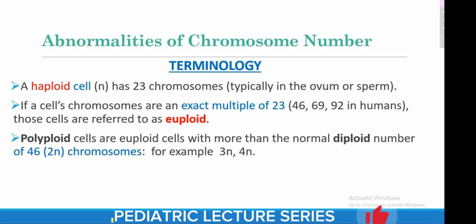Let's look at a few terminologies here. A haploid cell contains 23 chromosomes. If a cell's chromosomes are an exact multiple of 23, these cells are referred to as euploid. Polyploid cells are those with more than the normal diploid number of 46 chromosomes. Therefore, except for the gametes, the rest of the cells in the normal human body contain 46 chromosomes.